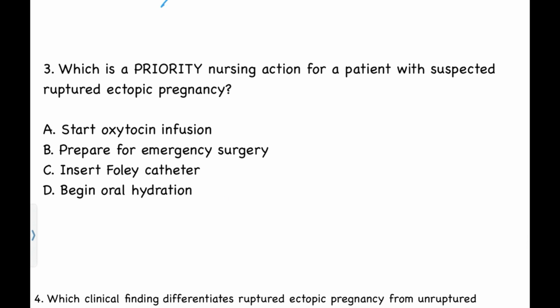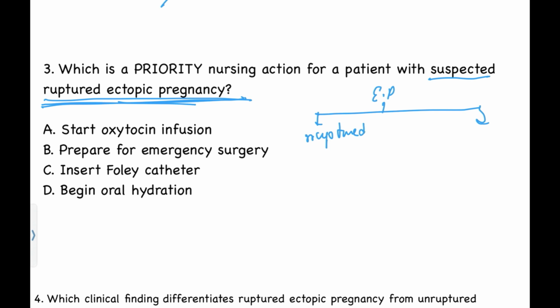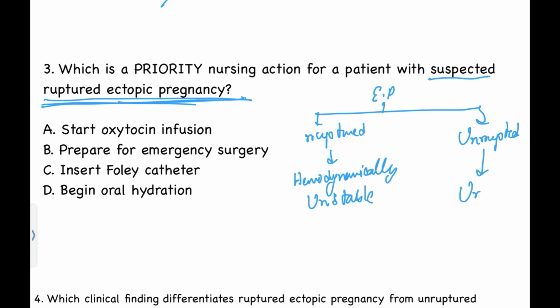Okay, now the examiner has mentioned that this is a suspected ruptured ectopic pregnancy, meaning healthcare workers are suspecting that it is already a ruptured ectopic pregnancy. I told you during the theory classes, ectopic pregnancy can be of two types, either ruptured or unruptured. Ruptured means the mother is hemodynamically unstable, but here the mother is somehow stable in unruptured cases.